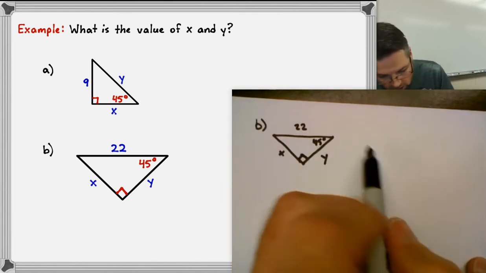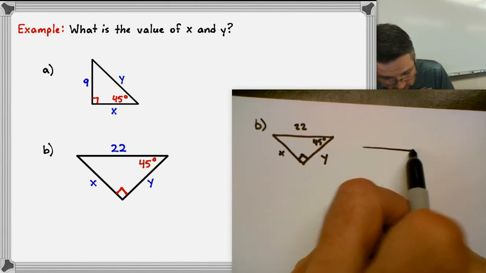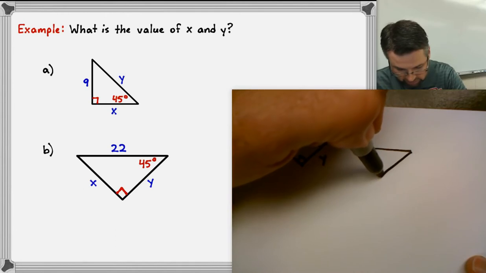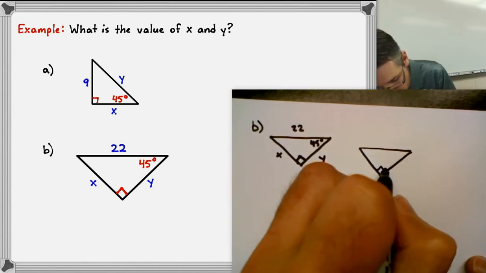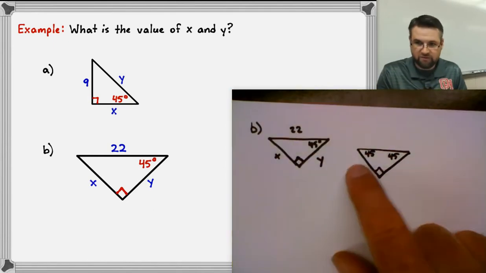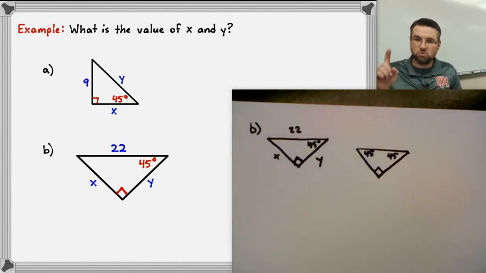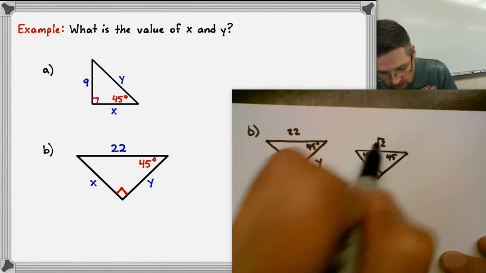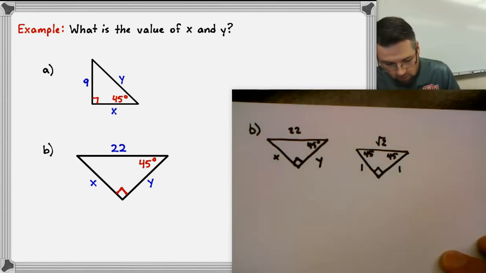Now I'm going to draw right next to it my parent triangle. It's not to scale because I can't draw that small. But here's my parent triangle. There's my 45, there's my 45. In a 45, 45, 90, what are the side lengths? It's 1, 1, and radical 2. So where does the radical 2 go? It goes on the hypotenuse, and then the 2 legs are the 1s.